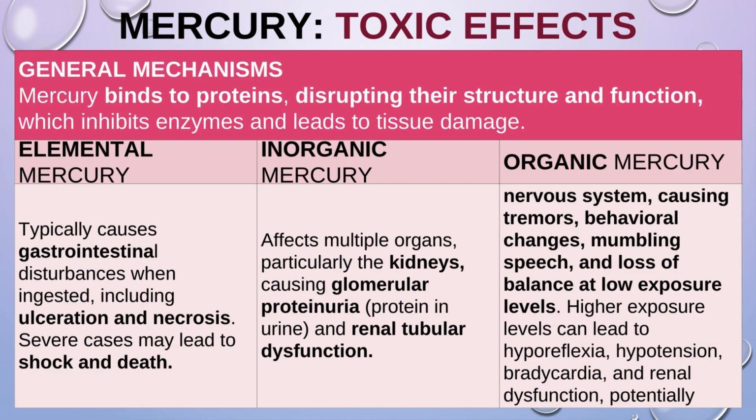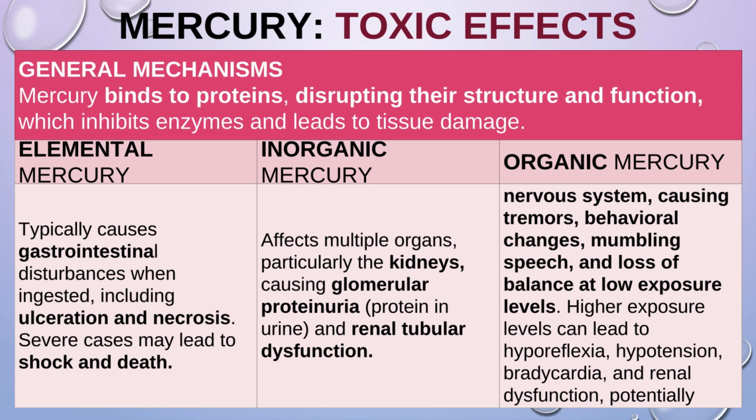So, the toxic effects of the forms of mercury: general mechanisms, again, similar to other toxicants, binding to proteins, disrupting their function and structure. Remember, proteins are essential in enzymatic activities. So it inhibits enzymes and leads to damage to the tissues. Elemental mercury causes GIT disturbances, and there is necrosis and death, while inorganic mercury affects multiple organs, kidneys, causing glomerular proteinuria and renal tubular dysfunction.